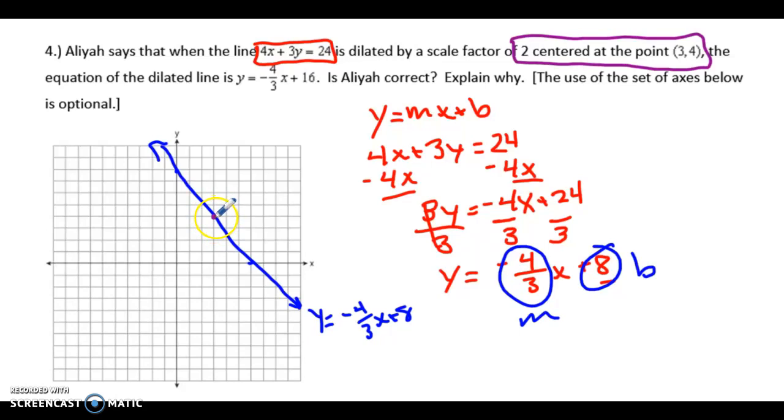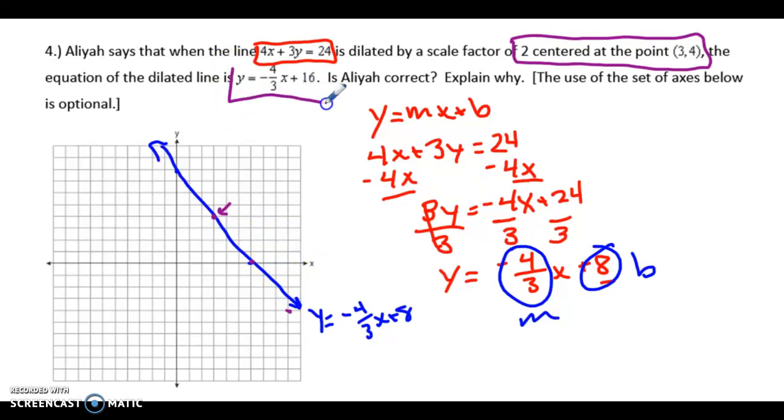If I'm dilating by 2, that means I'm moving every point twice as far from this point, my center of dilation. To move that point twice as far, currently I go down 4 over 3, so I would go down 4 over 3 again. And if I had drawn my line well, I would see that it's still on that line. Basically, I'd still be creating the same exact line that I already have. So when you dilate through a point that's already on the line, your line does not change.